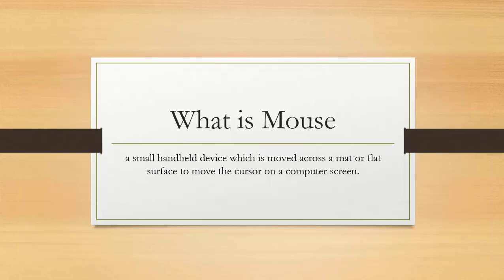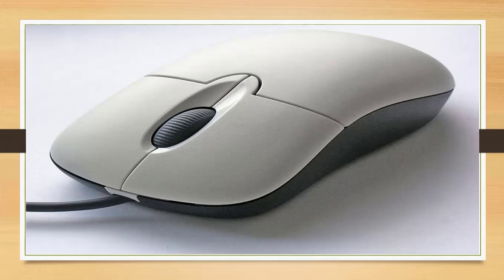What is a mouse? A small handheld device which is moved across a mat or flat surface to move the cursor on a computer screen. You can see a mouse.